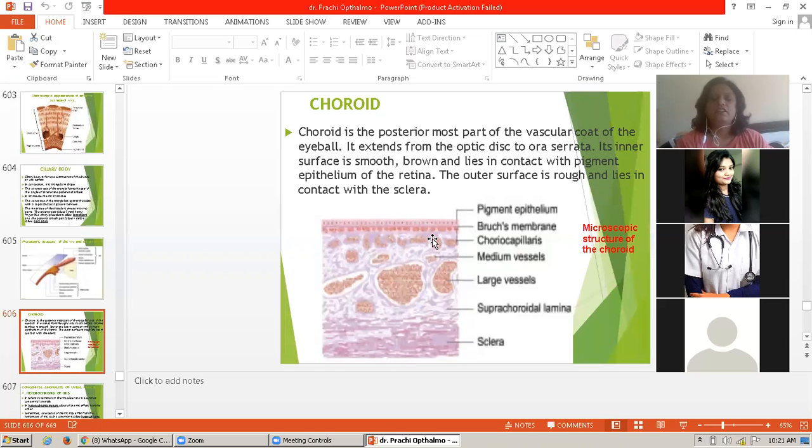After that, we will learn about the choroid, as the uveal tract is made of three parts, that is iris, ciliary body, and the choroid. The choroid is the posterior most part of the vascular coat of the eyeball, and it extends from the optic disc to the ora serrata.